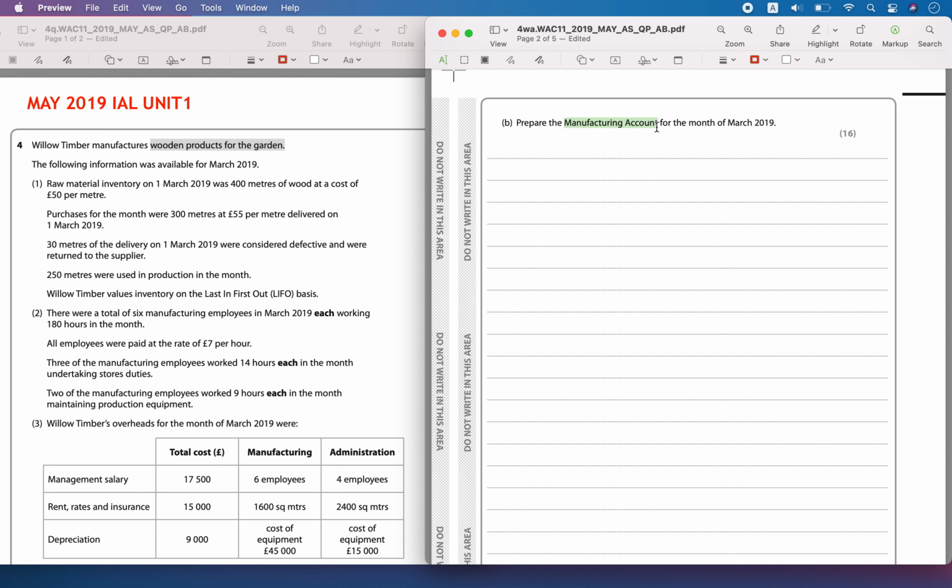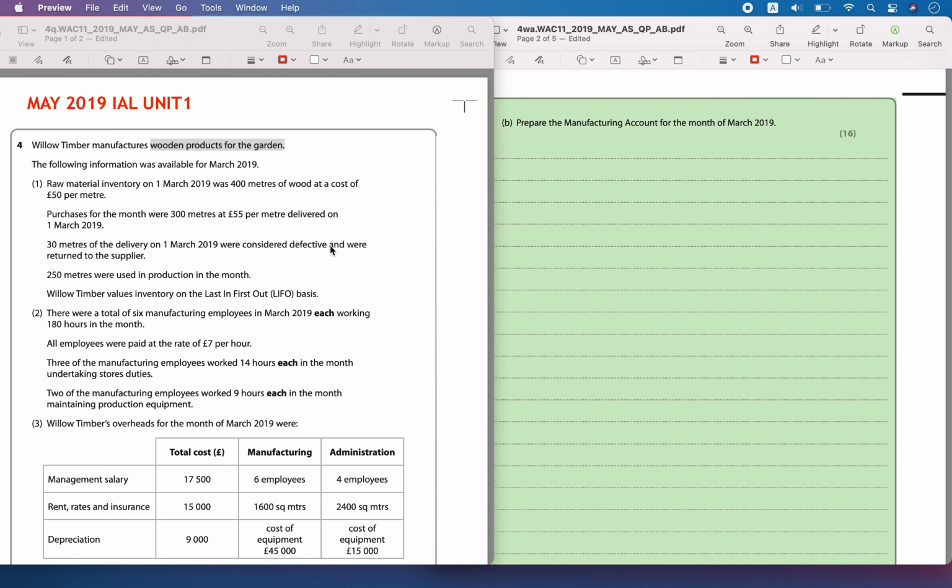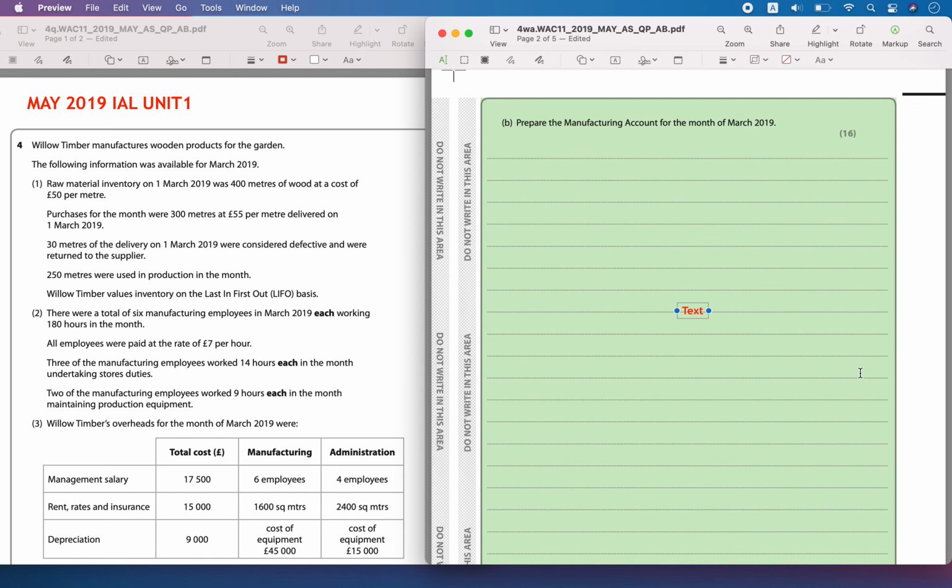Now let's understand the manufacturing costs involved in manufacturing the wooden products. The first one is the opening raw material inventory, the cost. First you will always start off with the cost of the opening raw material you have, the cost of the opening raw material.